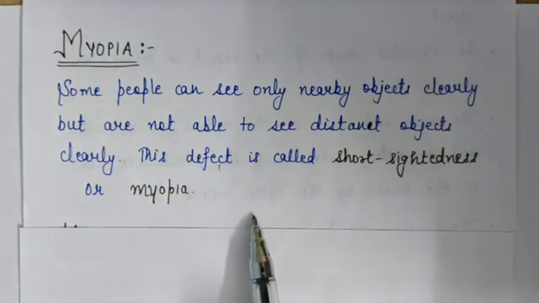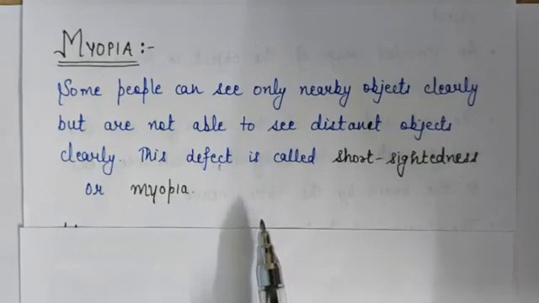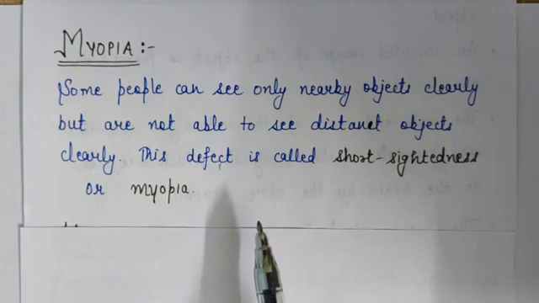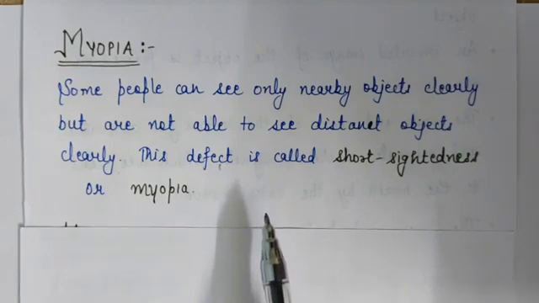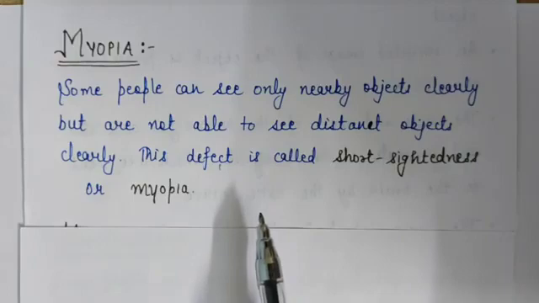And this defect can be corrected by wearing specs in which a concave lens is fitted. So we use specs to correct this defect of vision. This defect can be corrected by using a concave lens.